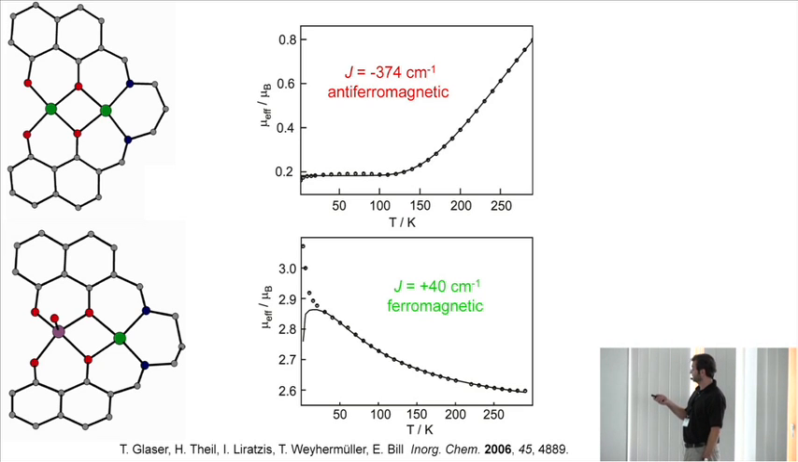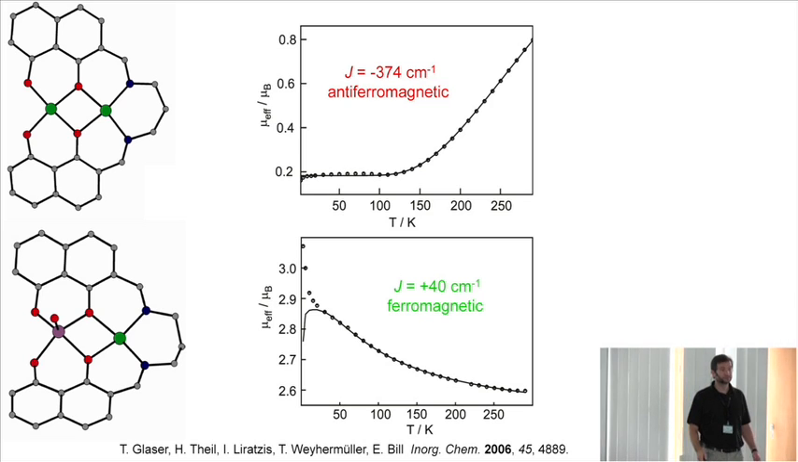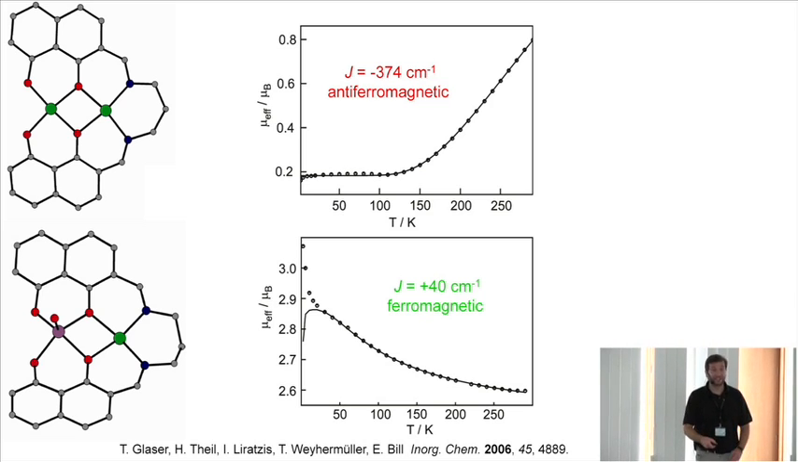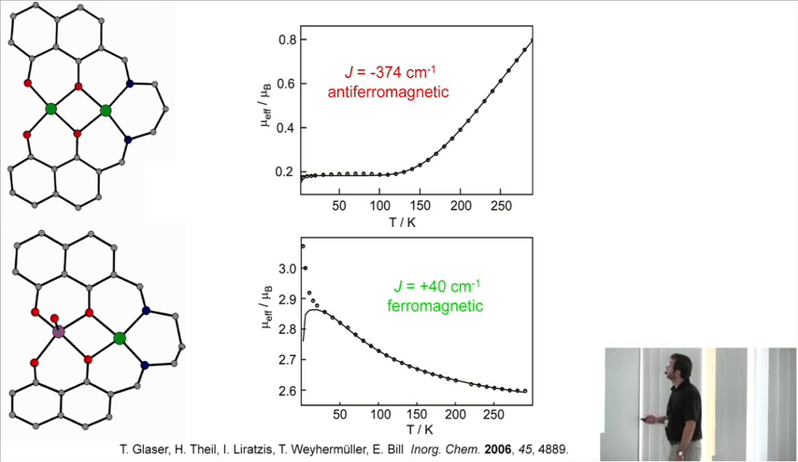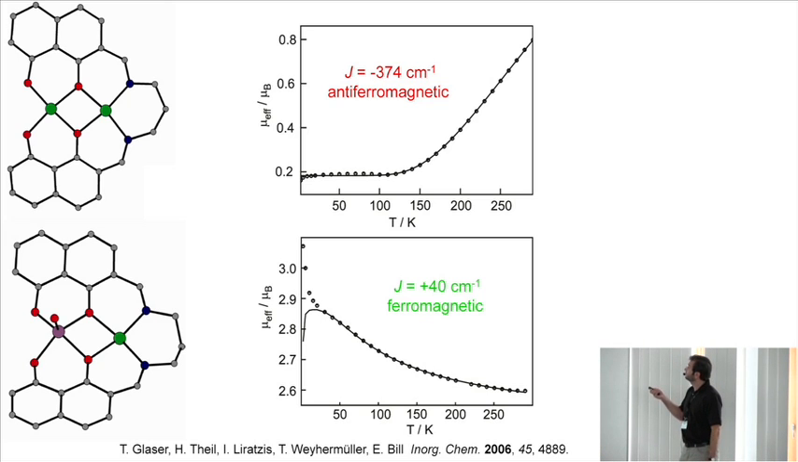You see, this is the measurement for the copper 2 compound. A decrease of mu effective with decrease in temperature. The solid line is a simulation, which is based on the HDVV Hamiltonian and on the real equation for the calculation of the molar magnetization for the macroscopic sample. And the J value is minus 374, very strong antiferromagnetic.